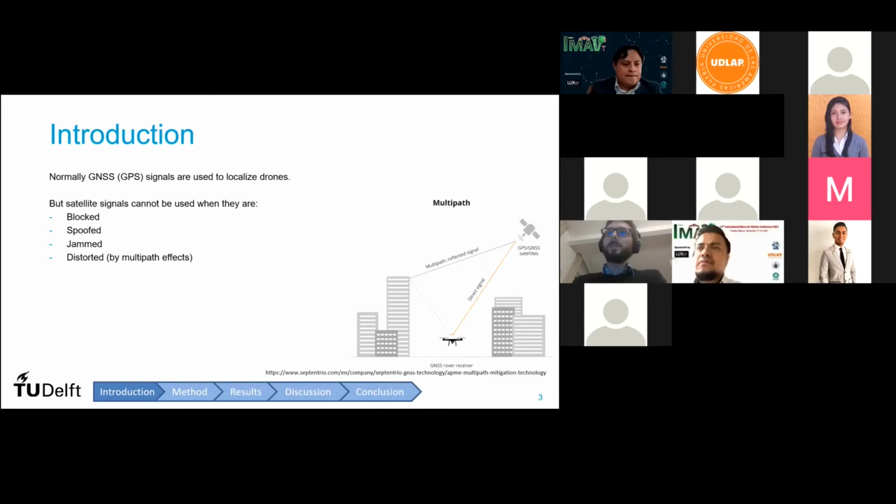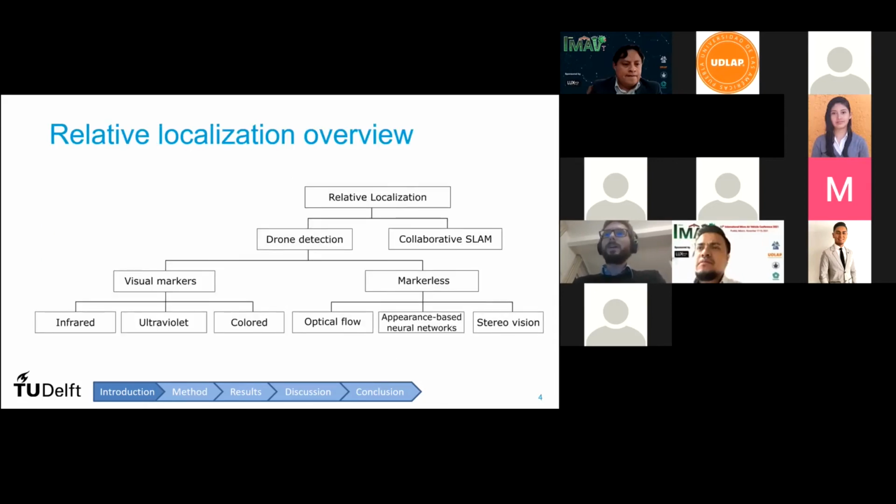Now, typically what drones do in this case is that they exchange GPS locations with each other. But of course, in the urban canyon, these signals can be blocked. And there can also be cases in which these signals are spoofed or jammed or distorted by multipath. As an alternative, you can use vision to relatively localize yourself with respect to other drones. And then there are two types. There's collaborative SLAM, so everybody makes a map, you join these maps and you localize into this general map, which is computationally quite expensive.